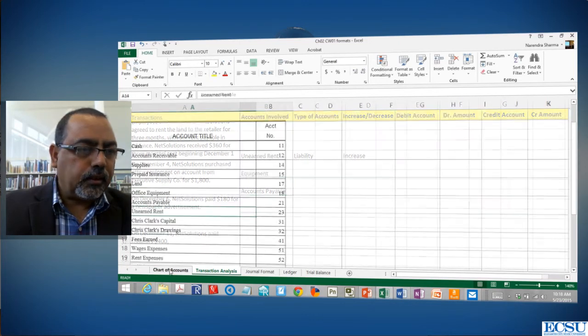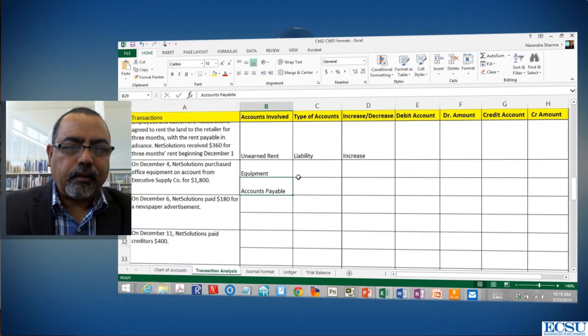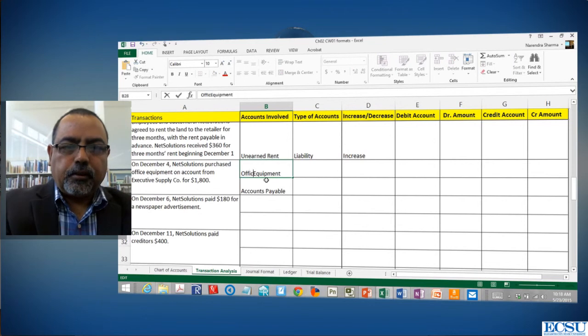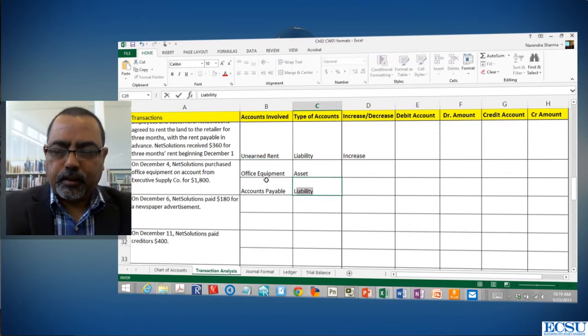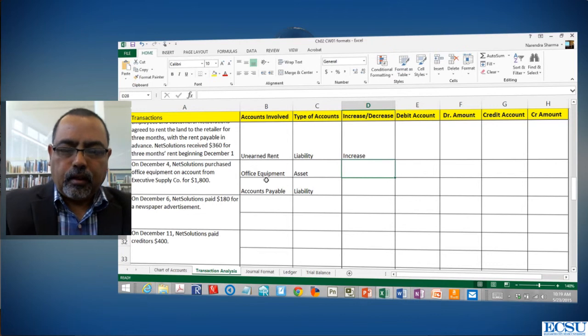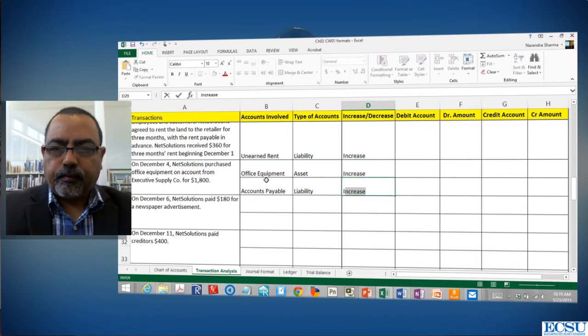Do they call it equipment or some office equipment? Here they call it office equipment, so we'll have to also call it office equipment. Okay, so this is office equipment. Now office equipment is an asset, accounts payable is a liability. It is increasing and this is also increasing.